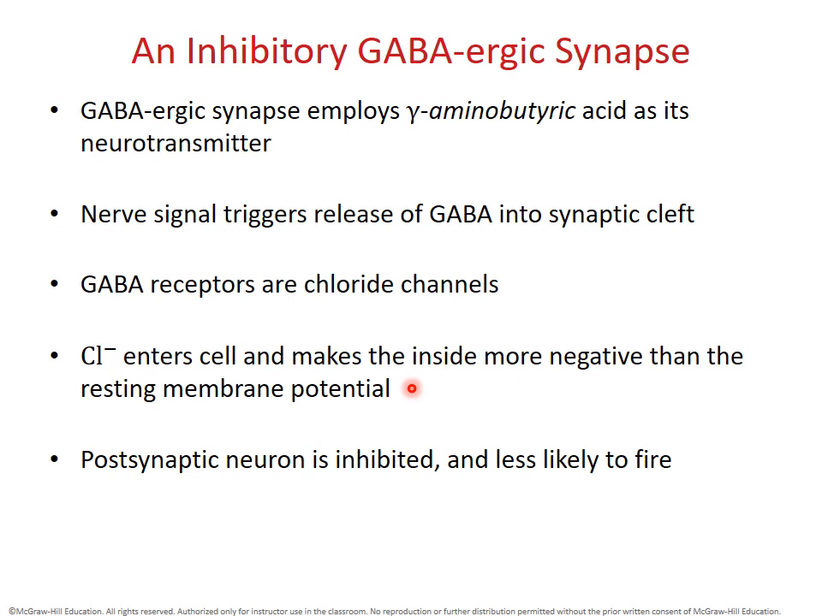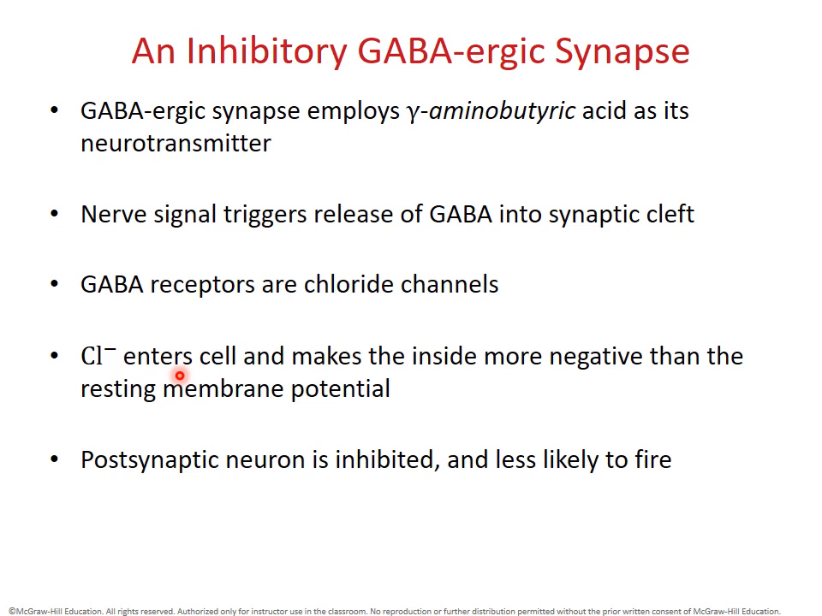is called a hyperpolarization. So the binding of GABA ultimately causes a hyperpolarization. Well, of course, this takes the membrane potential farther away from threshold. It's going in the opposite direction of depolarization.